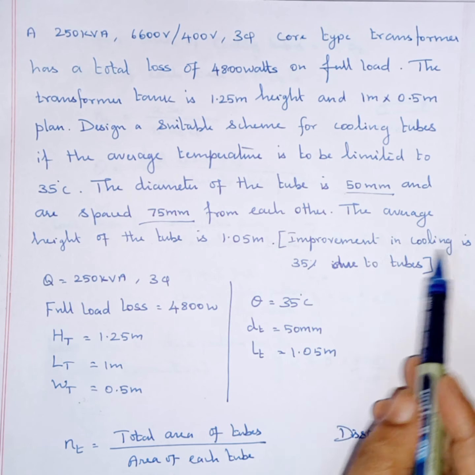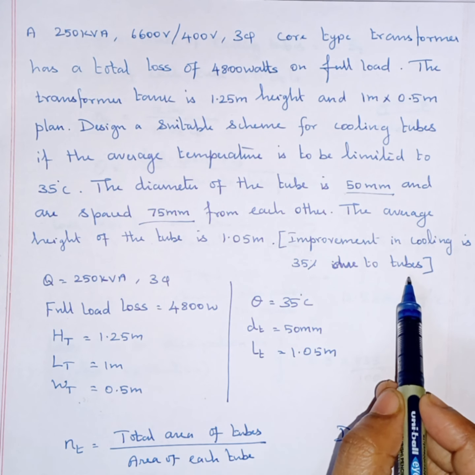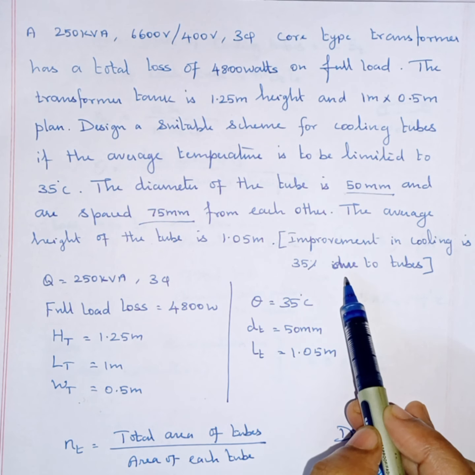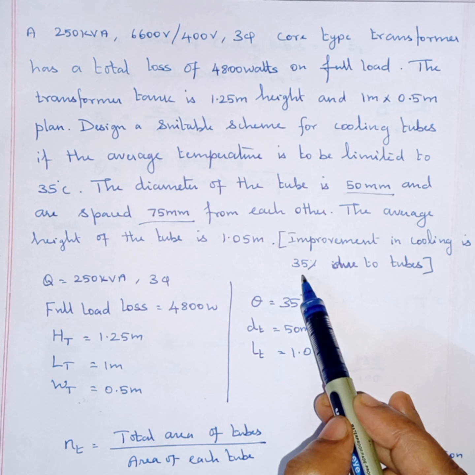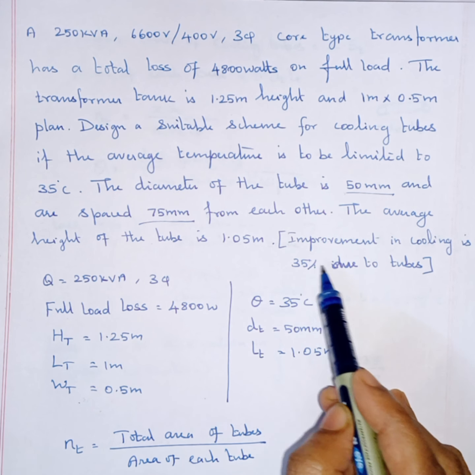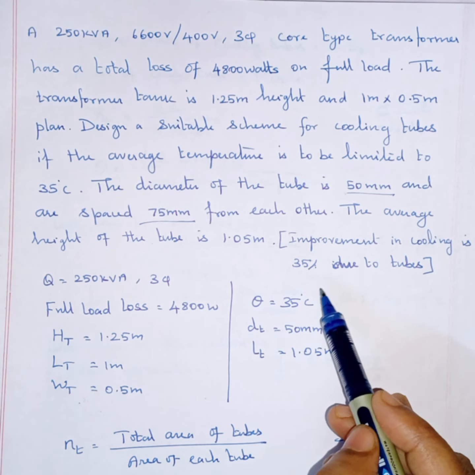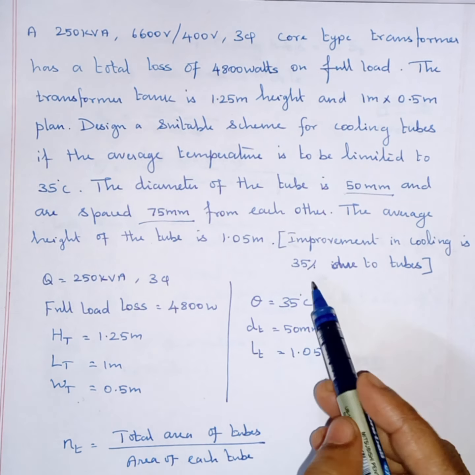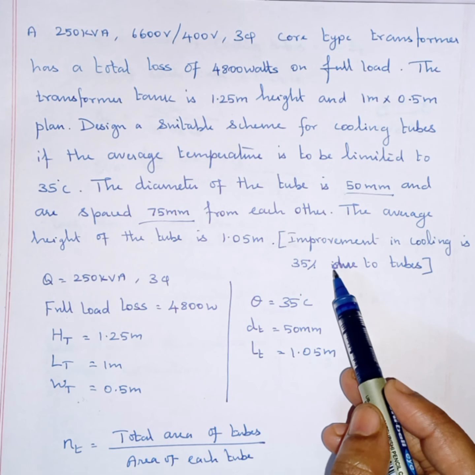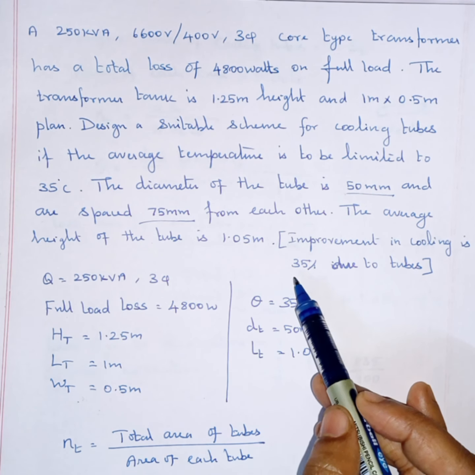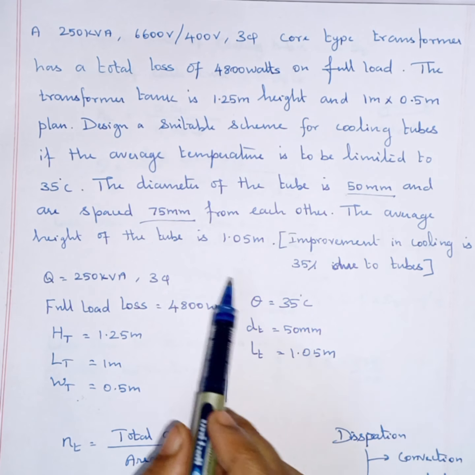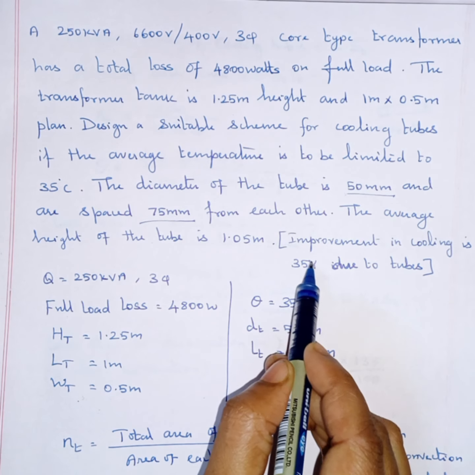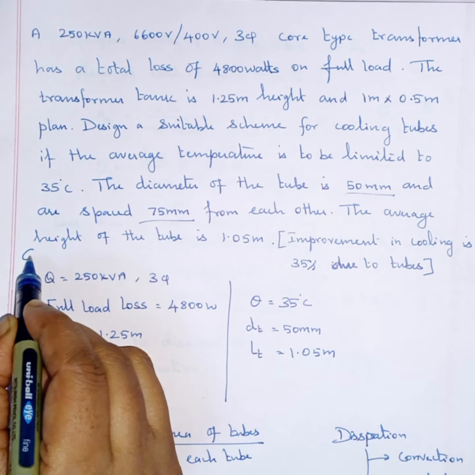And then the improvement in cooling is 35% due to tubes. So even if the improvement is not given, we can assume this as 35%, correct? Sometimes they will give the improvement, and based on that we have to put the value. Sometimes they give 40% improvement, like that. If it is not given, we can take it as 35. In this problem it is not given, so I have taken it as 35% improvement. So these are the given data.